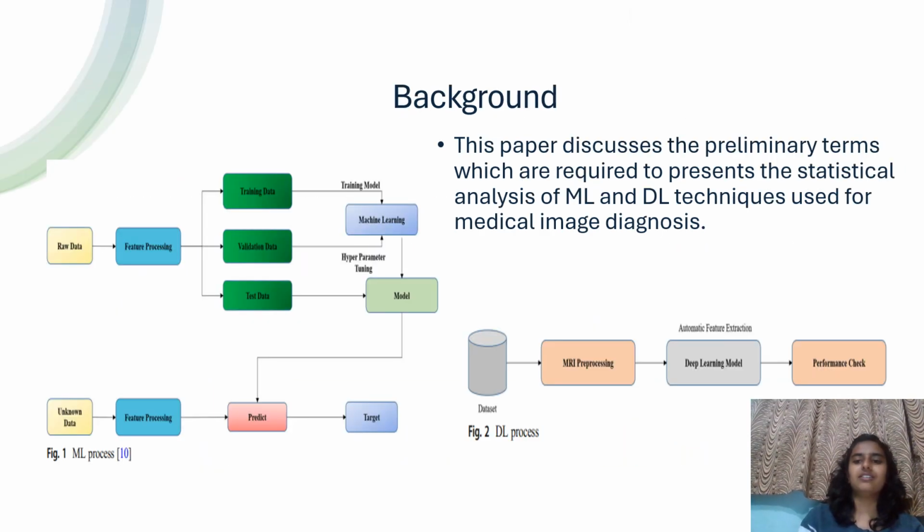Next is background. This paper discusses the terms which are required to present the statistical analysis of ML and DL techniques used for medical image diagnosis. Let us see the diagram. First, training data, validation data and test data are connected to the model and machine learning, which will be the training model and which will be a hyperparameter testing. Next is datasets and MRI, deep learning model and performance check.